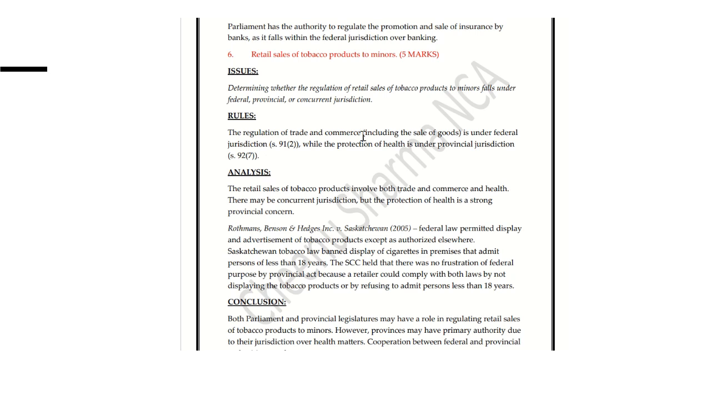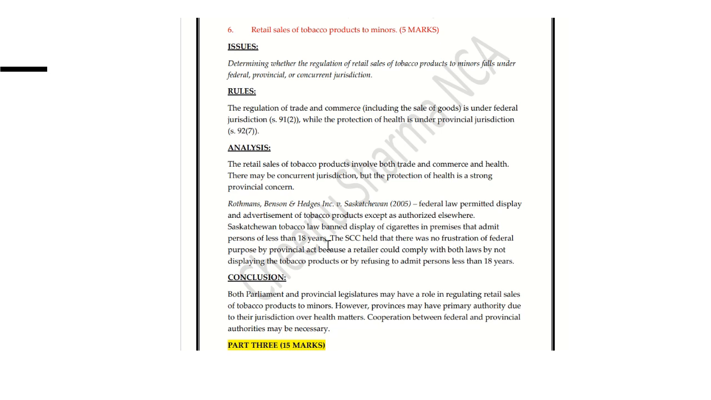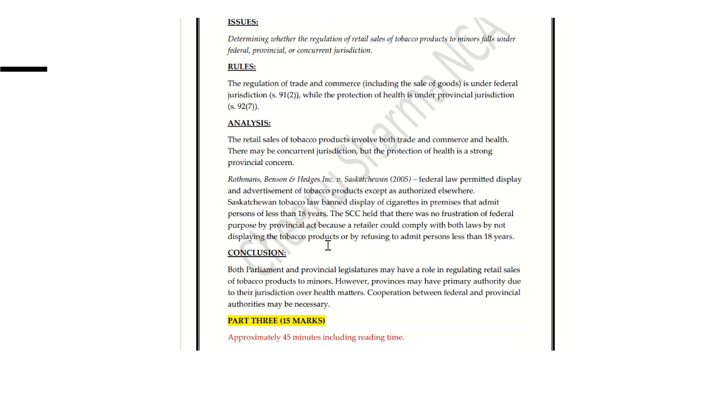The regulation of trade and commerce, including sale of goods, is under federal jurisdiction, while we know that protection of health is under provincial jurisdiction. So the retail sale of tobacco products involves both trade and commerce and health. There may be concurrent jurisdiction, but protection of health is the stronger provincial concern. So you have to look into the dominant purpose, the stronger concern, whether the concern of the federal government is dominating in the issue or that of provincial jurisdiction.